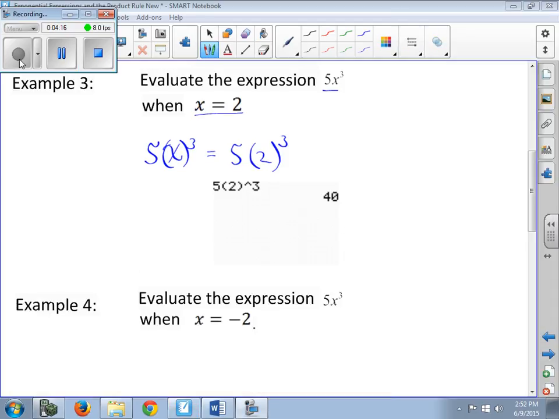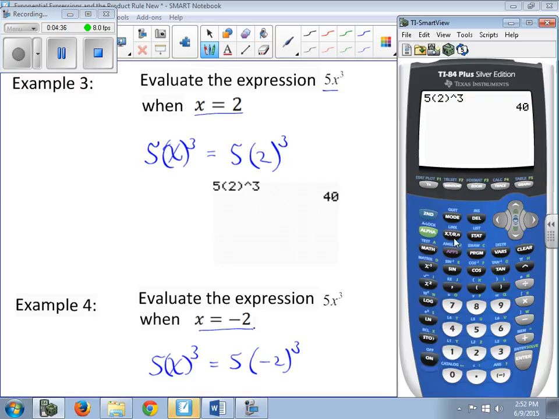Now let's look at it when we do 5x to the 3rd and we substitute in a negative number. Let's see what difference that makes. So we're going to write down our 5x to the 3rd, wrap our variable in parentheses, and type in 5 times (negative 2) raised to the 3rd. This one gives us negative 40.